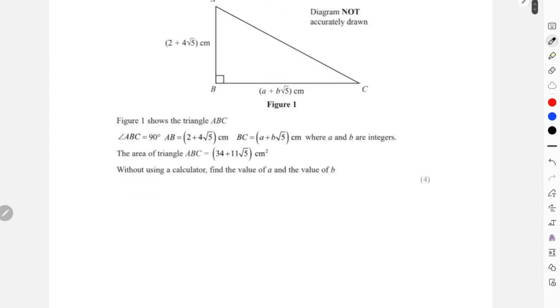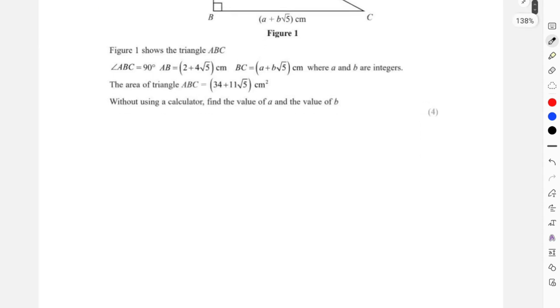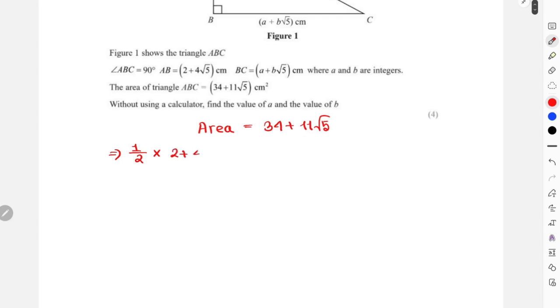Okay, so for this case, since I have been provided with area, I have to work with area, right? They haven't provided me anything other than that information. So obviously I have to find my values for a and b by using the concept for the area of this right angle triangle, which will be half into base into height, right? So over here now I have the area of this triangle as 34 plus 11 root 5, and this is equivalent to half, height was 2 plus 4 root 5, multiplied by a plus b root 5.